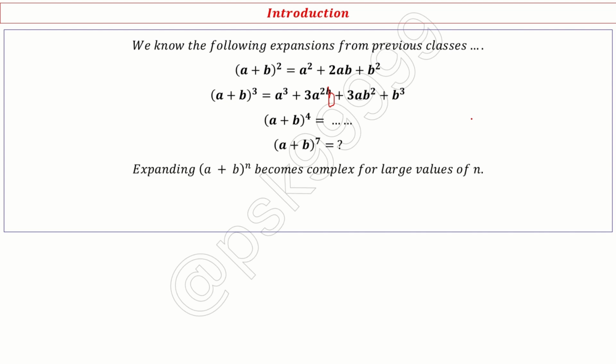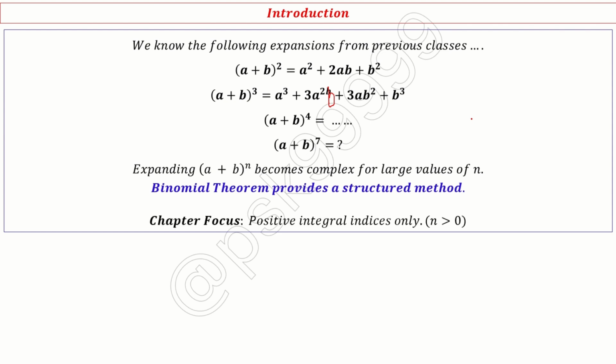So expanding a plus b whole power n becomes complex for larger values of n. Binomial theorem provides a structured method. In this chapter we focus mainly on positive indices, that is, n is always positive. So binomial theorem is all about providing a structured method for a plus b whole power n.